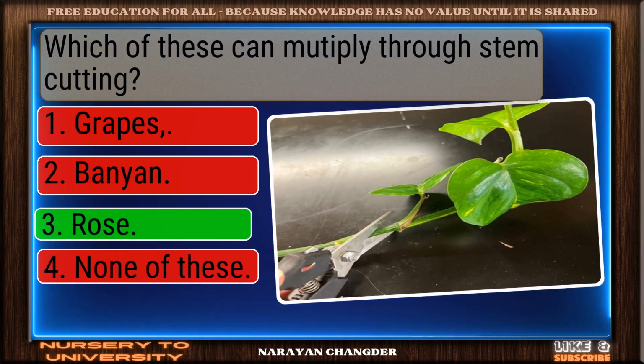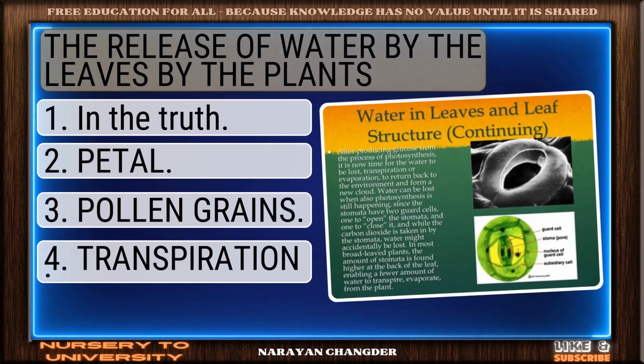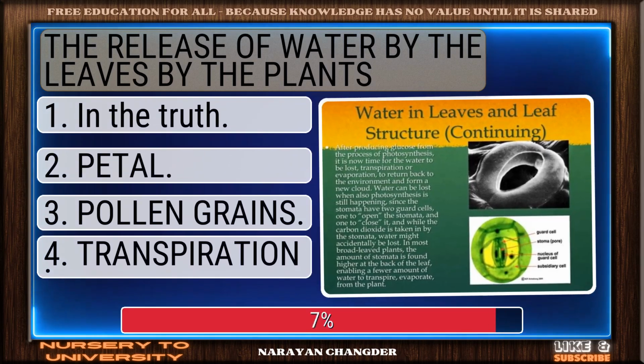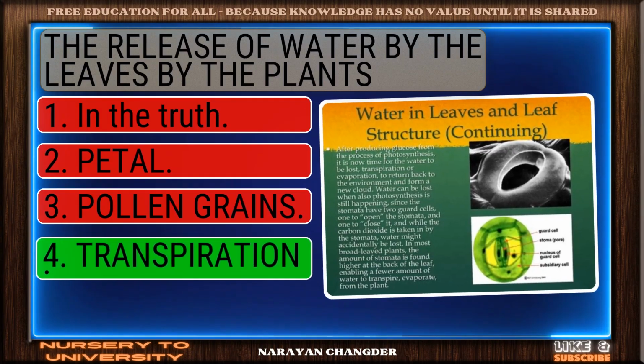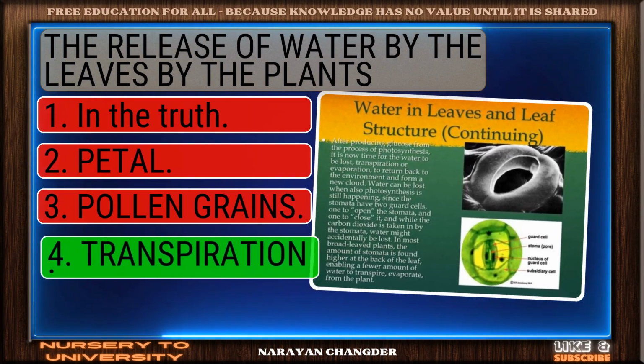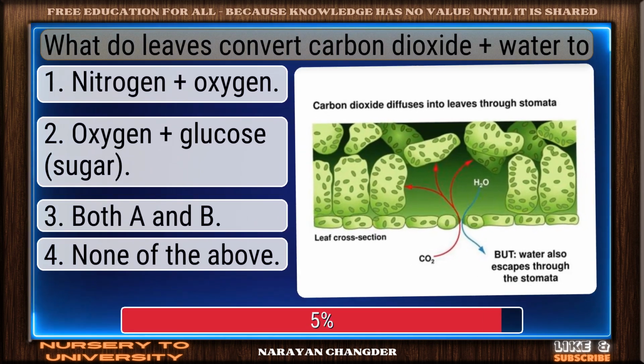Good thinking. Rose is the right answer. The release of water by the leaves by the plants. You chose transpiration. And it is correct. What do leaves convert carbon dioxide plus water to?